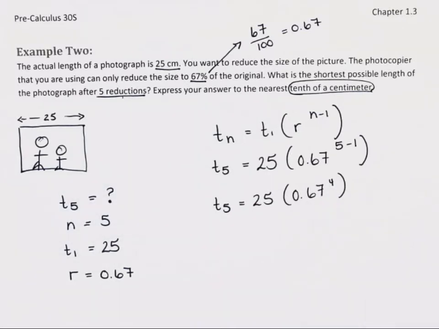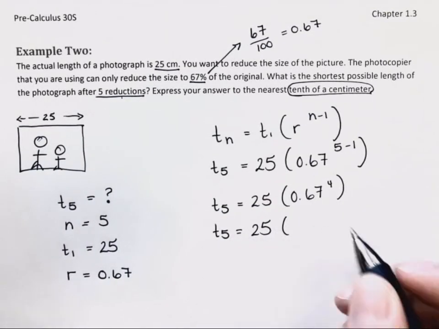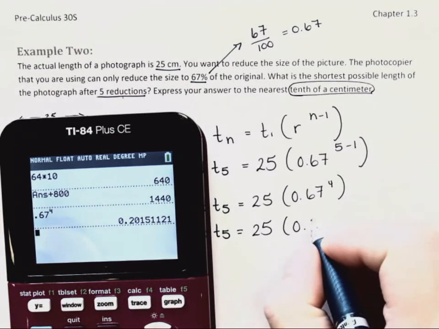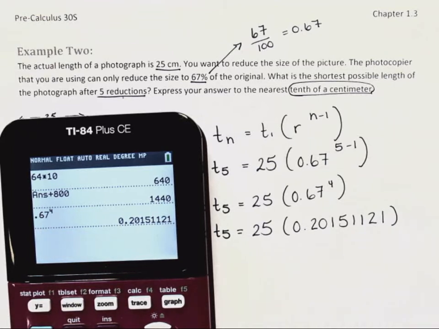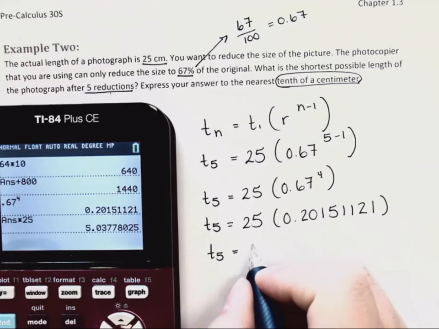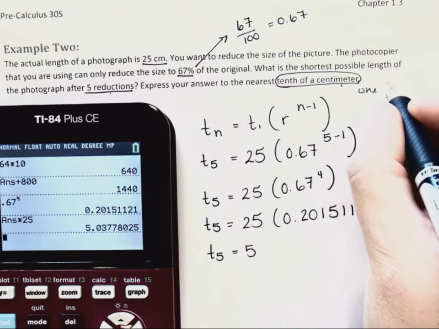Okay, so here's the thing, ladies and gentlemen, order of operations says I have to deal with that exponent first. So I'm going to use my calculator, put that under here, so 0.67 to the exponent 4, and I'm going to use all my decimal places, because the only time we round is in the answer. So to be as accurate as possible, we have to use all the decimal places. So I'm going to times by the 25. And so T5 is equal to, and it said to the 10th of a centimeter. So that's 1 decimal place.